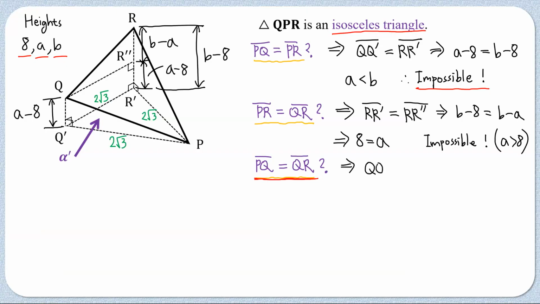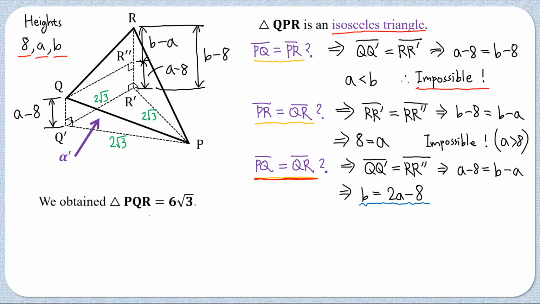This means that QQ' equals RR''. That is, because this length equals this length, we have this length equals this length. So we have A minus 8 equals B minus A, hence B equals 2A minus 8, which is possible. We want to use the fact that the area of triangle PQR is 6 square root of 3, which was obtained from the projected area formula, the one with cosine theta.